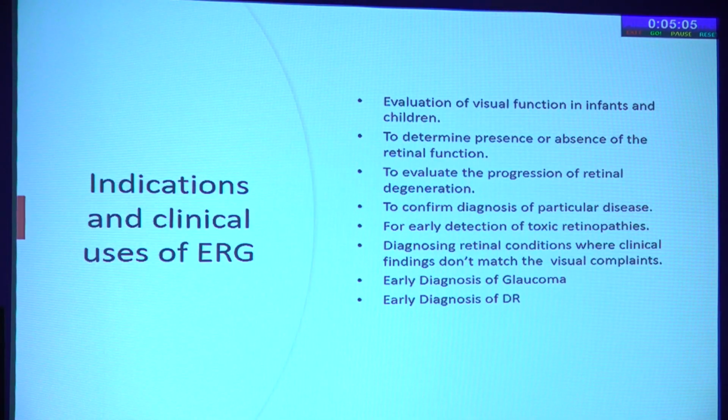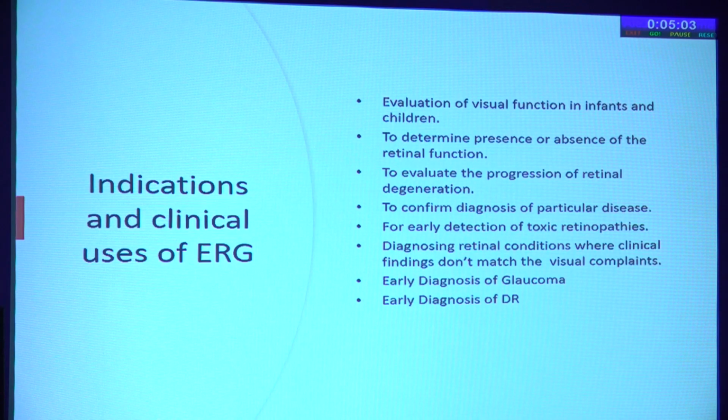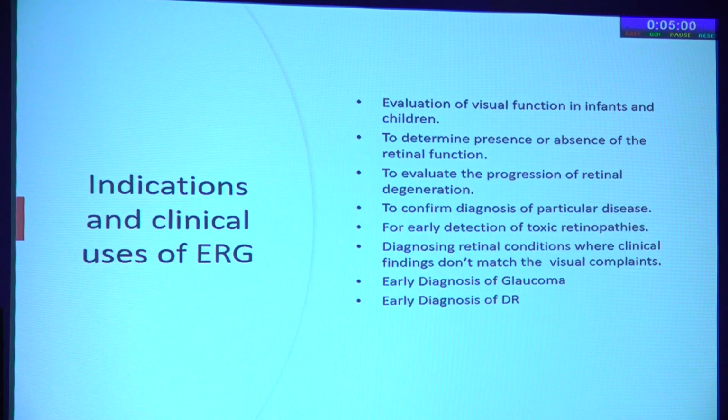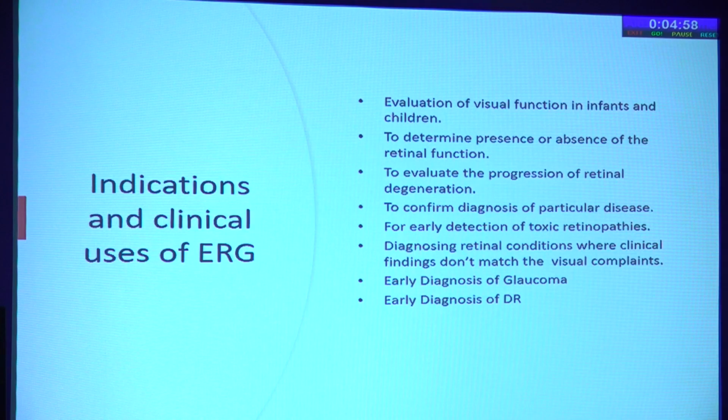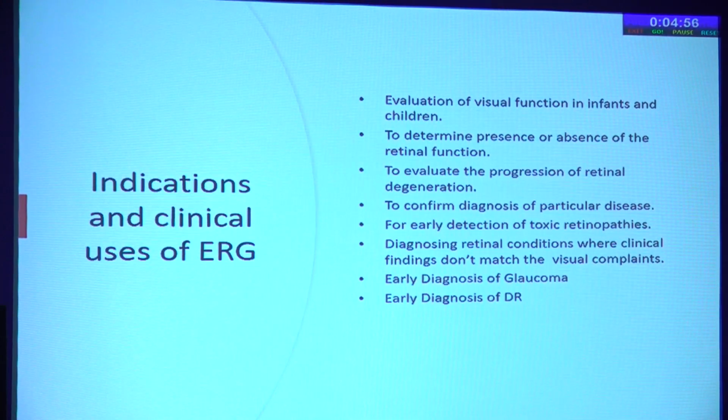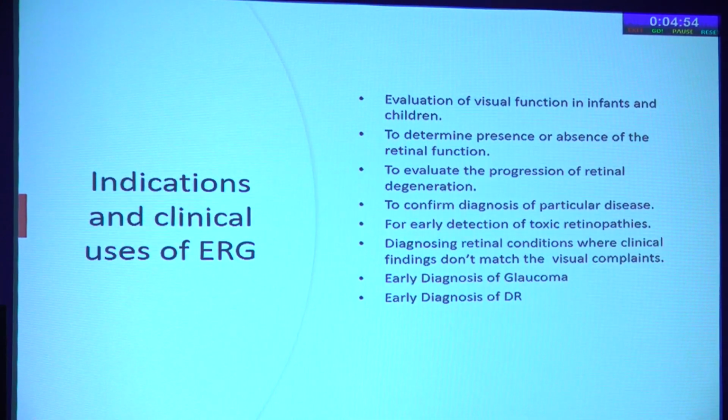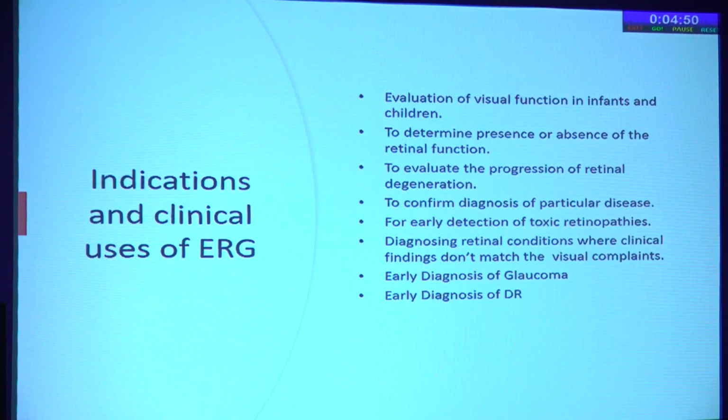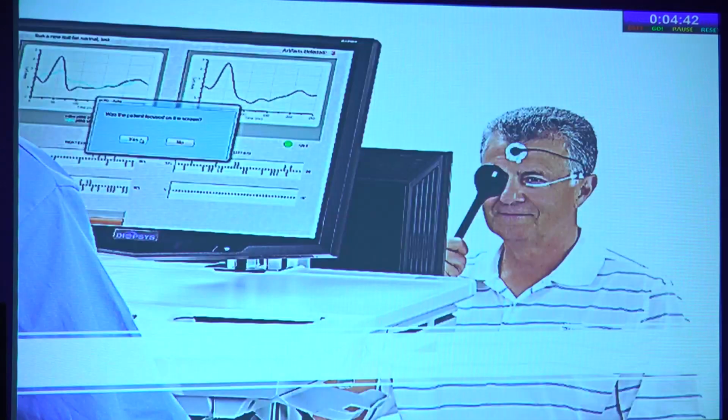There are several indications, right from looking at visual function in infants to find out whether the retina is functioning properly, and combining it with the VEP to find out whether the pathway and the occipital lobe are functioning properly, to diagnosing progressive retinal disorders as well as AMDs. Now we can look at even early diagnosis of glaucoma and diabetic retinopathy here.